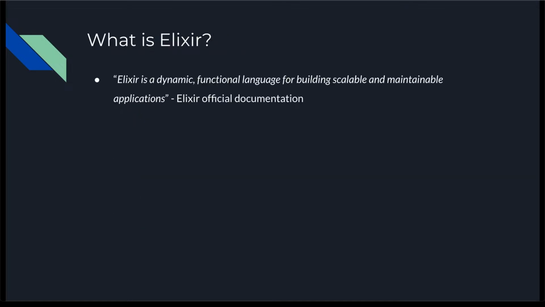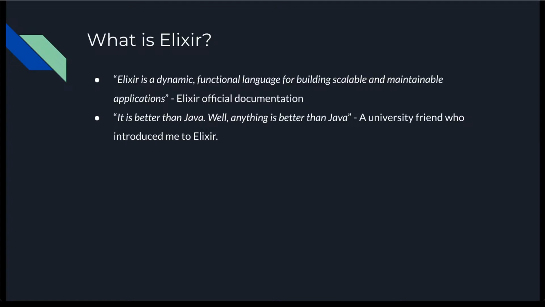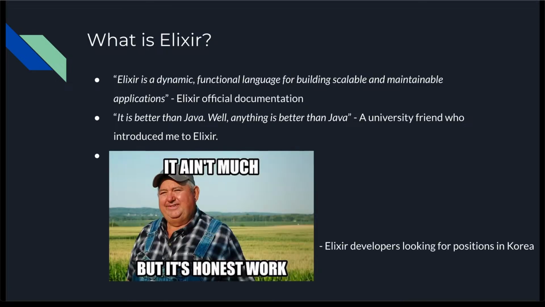So Elixir is a dynamic functional language for building scalable and maintainable applications. This is the definition that you can find in the official webpage. Then the first definition I heard at university was, it's better than Java. Well, anything is better than Java. Which was quite accurate when you have to do all your assignments in Java. And this is the definition that you can find in Korea.